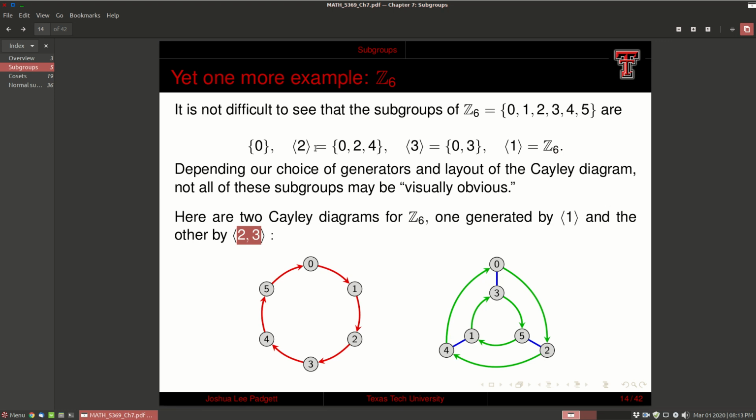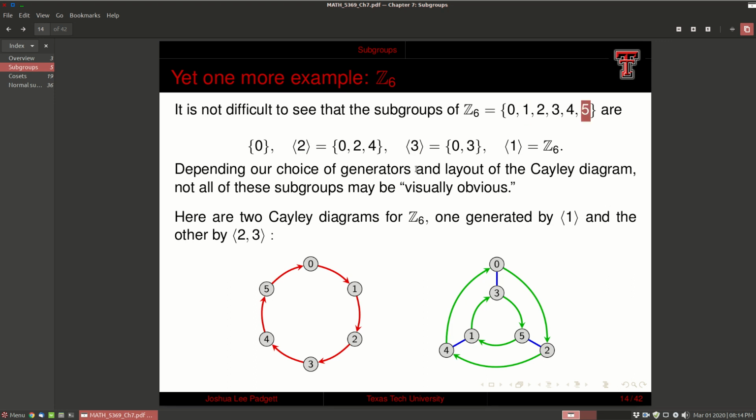Why? Remember, my operation is addition. So I already have 0, 2, 4, and 3. So what am I missing? The only thing I'm missing is the number 5, right? Or sorry, I'm missing 5 and 1. So I have 0, 2, and 4 from the cyclic group generated by 2. And then I have 0 and 3 from the one generated by 3. So the only thing missing is 1 and 5.